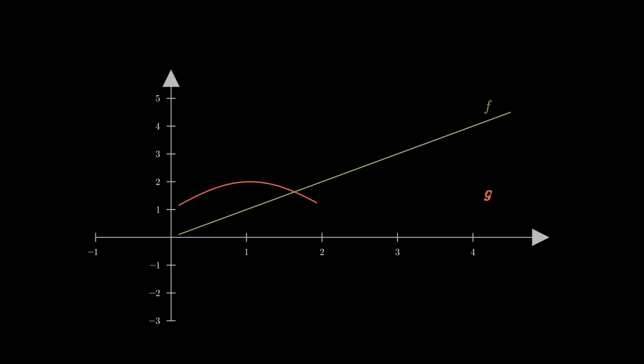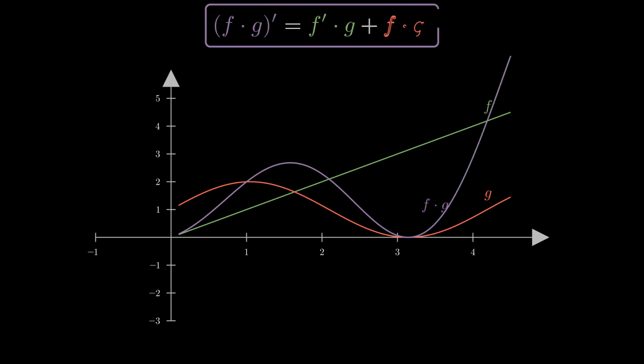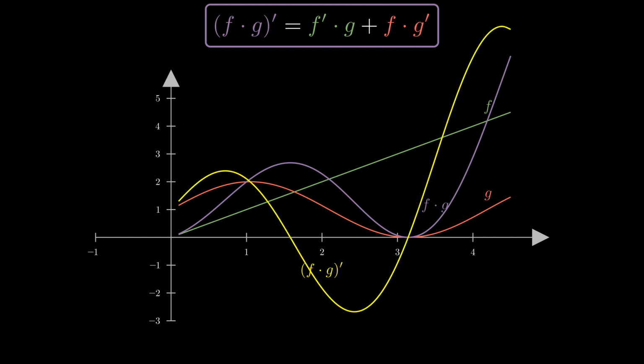And n equals 4. Do you see the pattern? Each time the exponent comes down and decreases by 1. This is the power rule. The derivative of x to the n equals n times x to the power of n minus 1. Bring the exponent down and subtract 1.